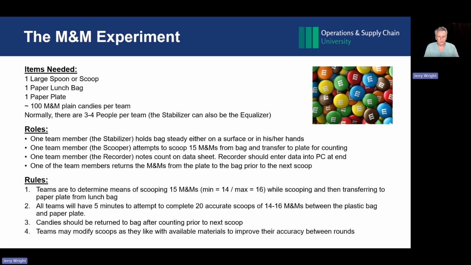Now the rules are this: you're trying to determine a means of scooping 15 M&Ms. You can have 14 or 16, but below 14 or above 16 is out of spec and out of control. So the goal is to take about 5 minutes and try to get 20 accurate scoops of 14 to 16 M&Ms between the bag and the plate. The candy should be returned to the bag after counting prior to the next scoop. And then teams may modify the scoops as they like with available materials to improve their accuracy between the different rounds. And there are several rounds to this.